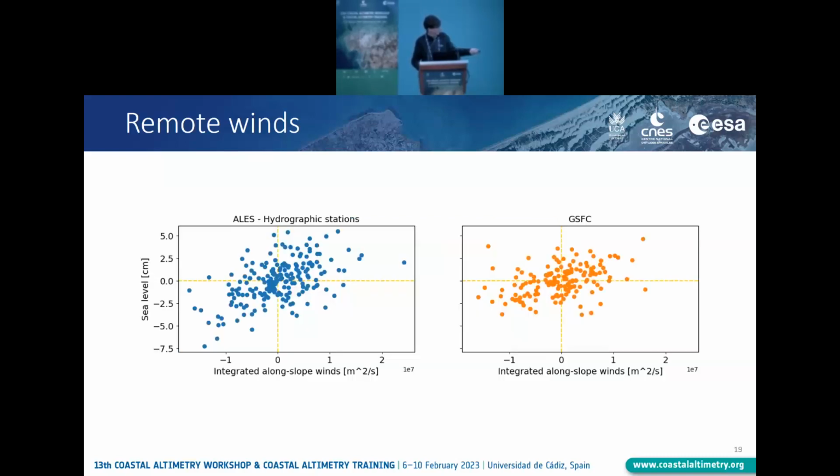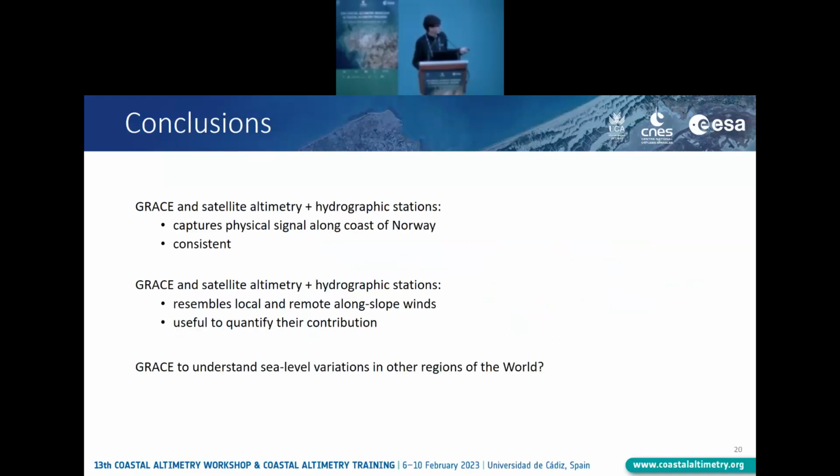And when we compare the integrated long slope winds with the mass component of sea level, from which we removed the contribution of local winds through linear regression, we find a positive linear correlation, both when we consider the combination of satellite altimetry and the hydrographic station, and when we use GRACE. And this is a correlation that goes between, I think, 0.35 and 0.55, and significant. And so we can get to the conclusions.